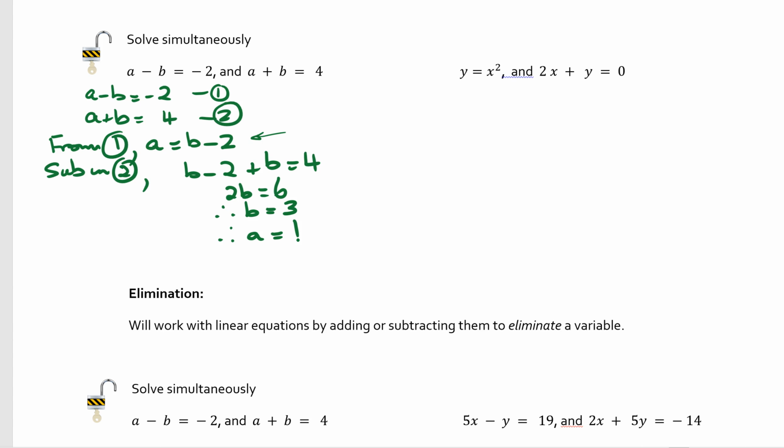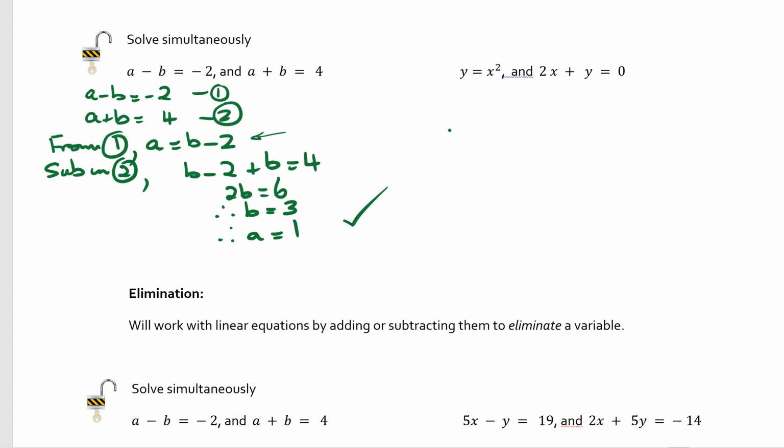Now, the good thing about solving simultaneous equations, if there is a good thing, is that I can check. I don't always, but I have that option, that I can take this 3 and 1, see whether it makes this true. So 1 minus 3 is negative 2, and 1 plus 3 is 4, so I know that those two are correct.